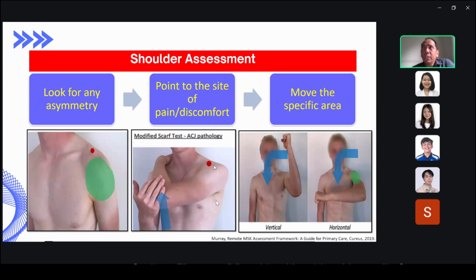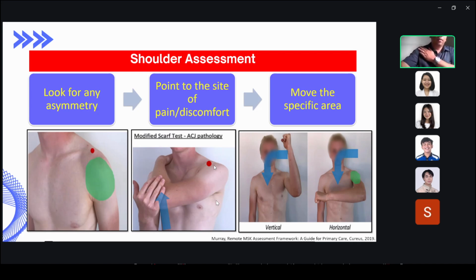For the second patient complaining of shoulder pain, you have to look for asymmetry, then let them point to the site of discomfort, and then ask them to move the specific area. So we have the modified scarf test to check for acromioclavicular joint pathology here.